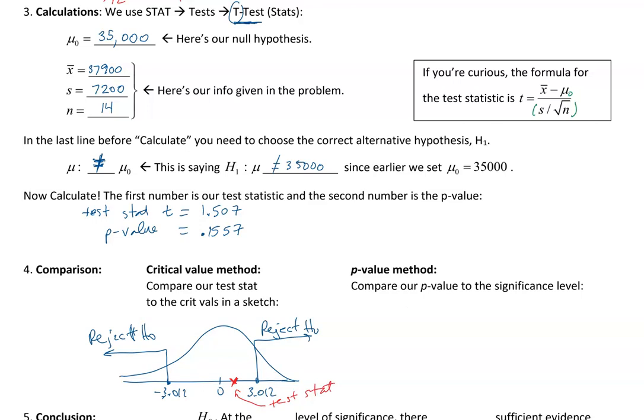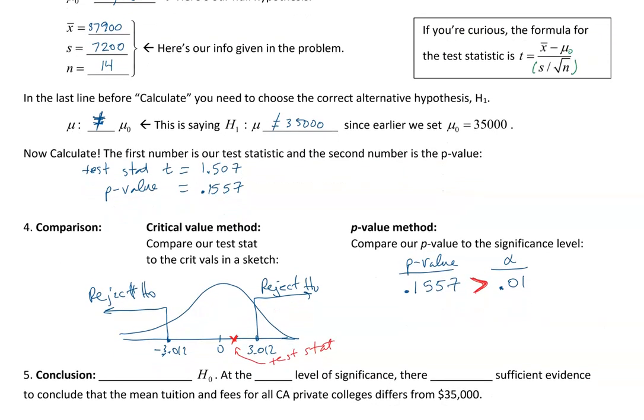And when we do our comparison of the p-value to the significance level, alpha, the p-value was pretty high, 0.1557 compared to 0.01, pretty small significance level. The p-value is definitely greater than the significance level. So the p-value is not low, the null does not go, and so in both cases, we fail to reject the null.